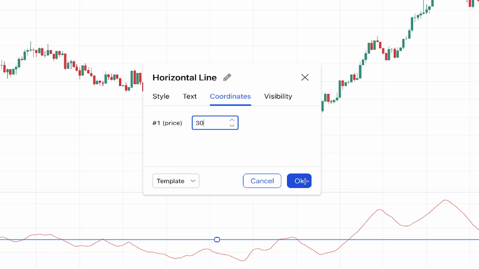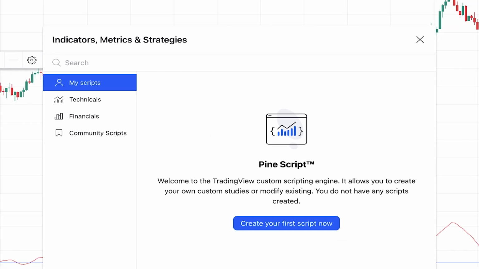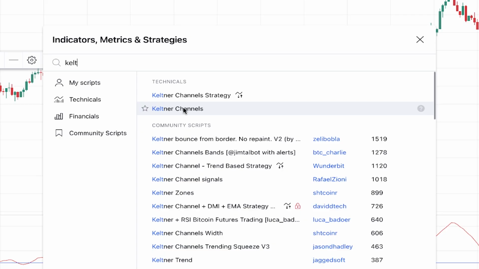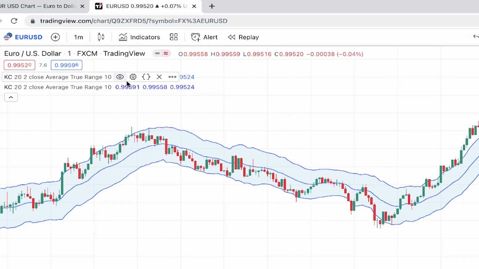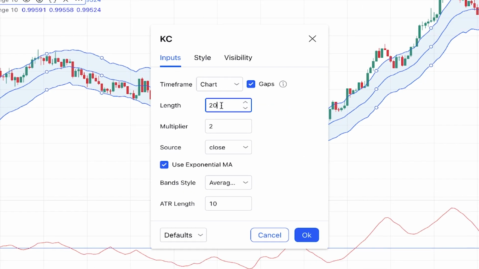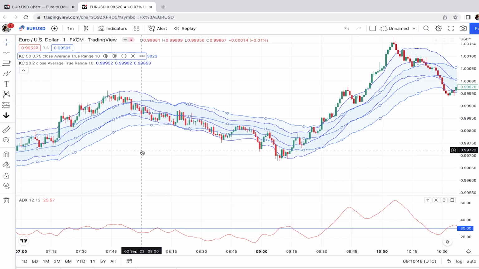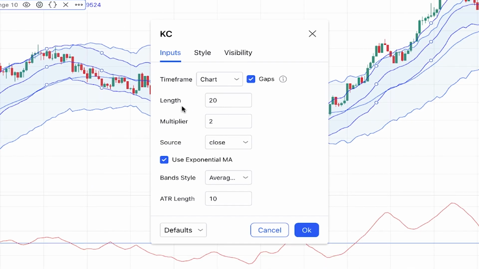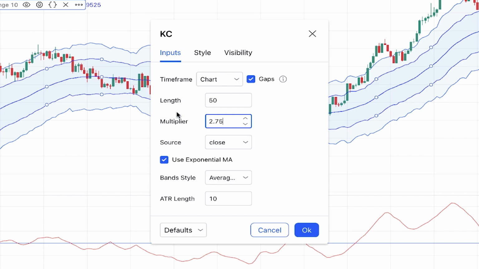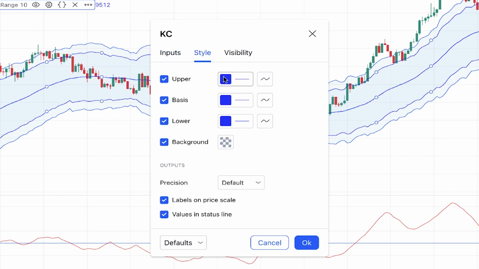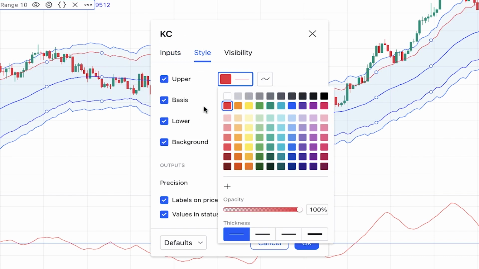The next indicator that we must add is Keltner channels. This one, and we must add 2 Keltner channels to our chart, and their settings must be adjusted. For the first Keltner channel, here in the length we set it at 50 and we set the multiplier at 3.75. And for the second Keltner channel, in the settings, here for the length we set it similarly at 50, but for the multiplier we set it at 2.75. And here in the style tab, we make the color of all the components of Keltner channel red.